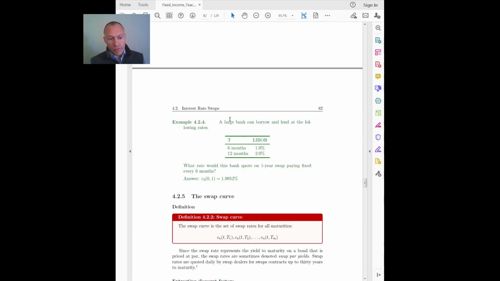So very quickly, a simple example. Suppose that a large bank, a market maker, can borrow or lend at the following rates, 6 and 12 months, 1%, 2%. And what would be the rate that this bank would quote on a very small swap, just a 1-year swap, that pays fixed every 6 months?